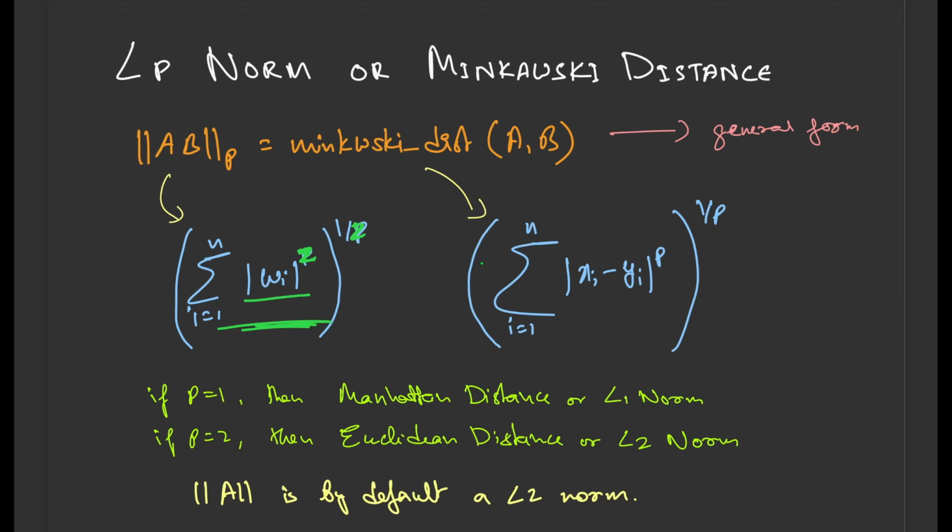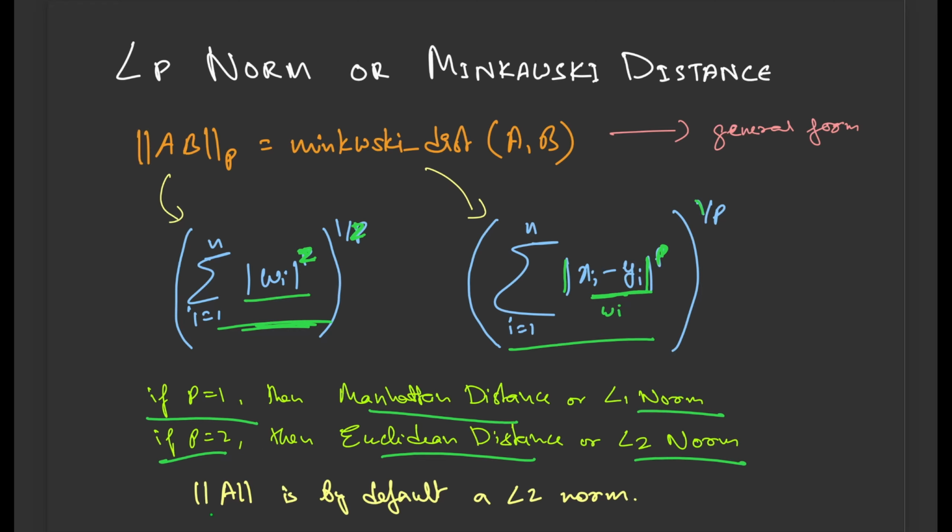And similarly, you can see the formula for Minkowski distance. We are taking to the power p here and we are taking to the power 1 by p here. And this subtraction will give us the wi, right? We are taking the absolute value and then we are taking this to the power p. So this is the formula for Minkowski distance. This is generalization of other distances such as Euclidean and Manhattan distance. So if p equals to 1, then Manhattan distance or L1 norm. If p equals to 2, then Euclidean distance or L2 norm.